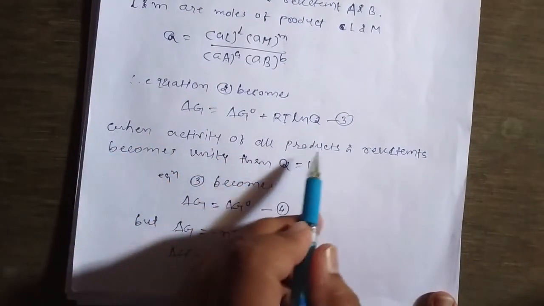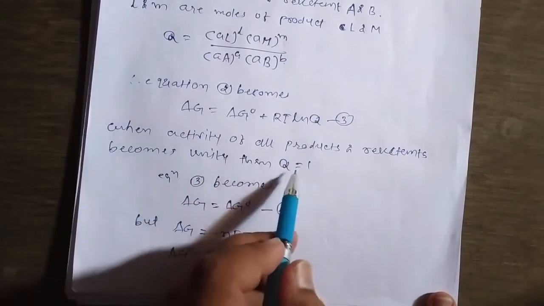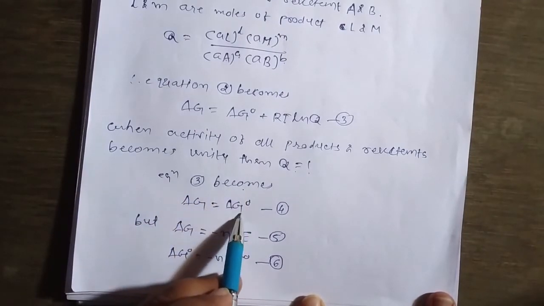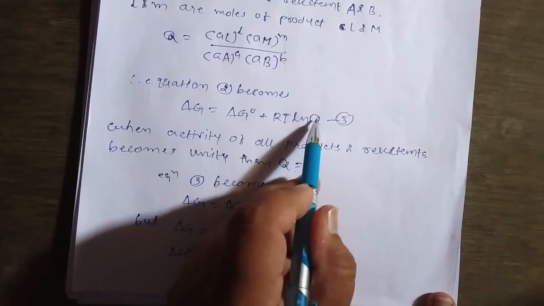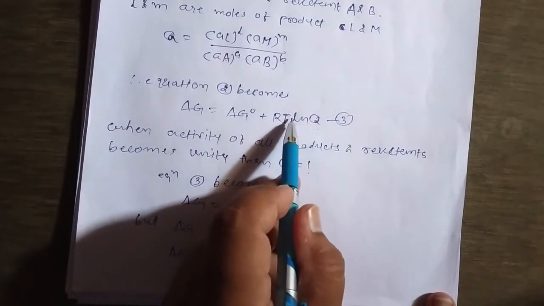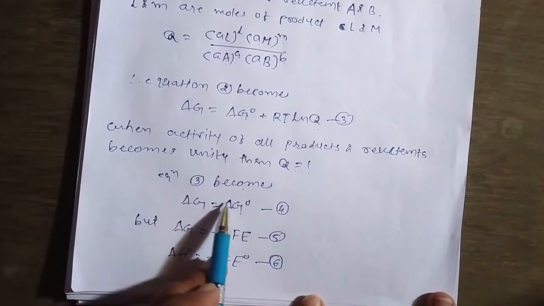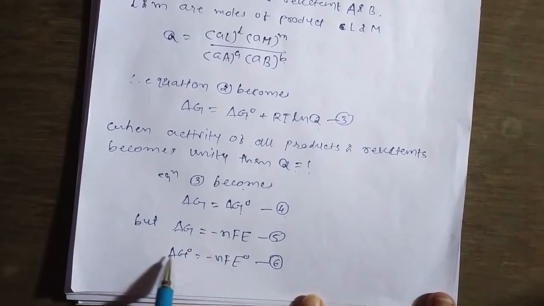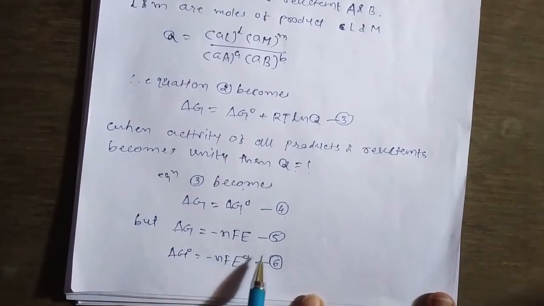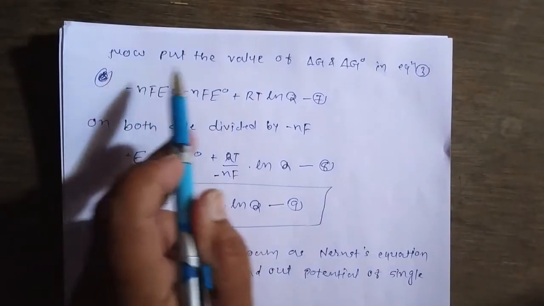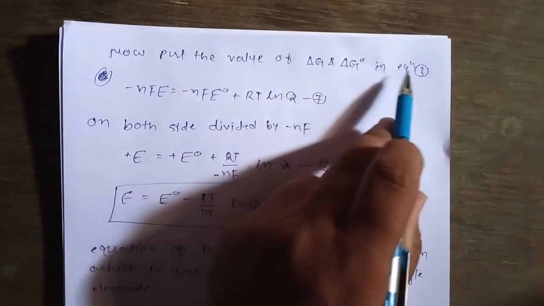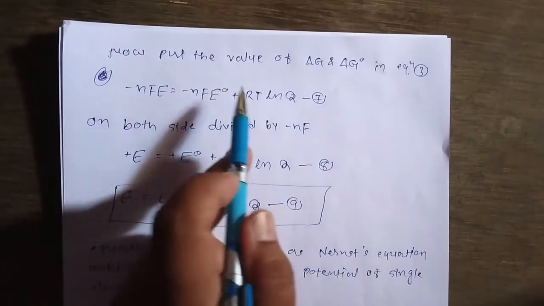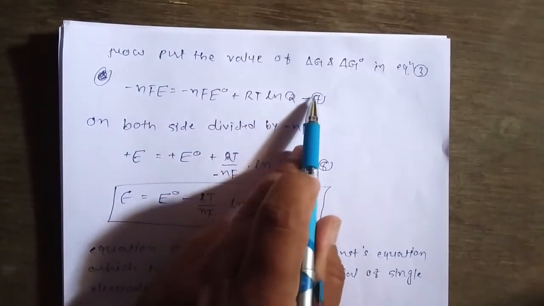When the activity of all products and reactants becomes unity, then Q is equal to 1, and equation 3 becomes delta G is equal to delta G0. Here if we take ln 1, then this value is 0. So delta G is equal to delta G0, that is equation 4. But delta G is equal to minus nFE and delta G0 is equal to minus nFE0, that is equation 6. Now put the values of delta G and delta G0 in equation number 3. So minus nFE is equal to minus nFE0 plus RT ln Q, that is equation 7.